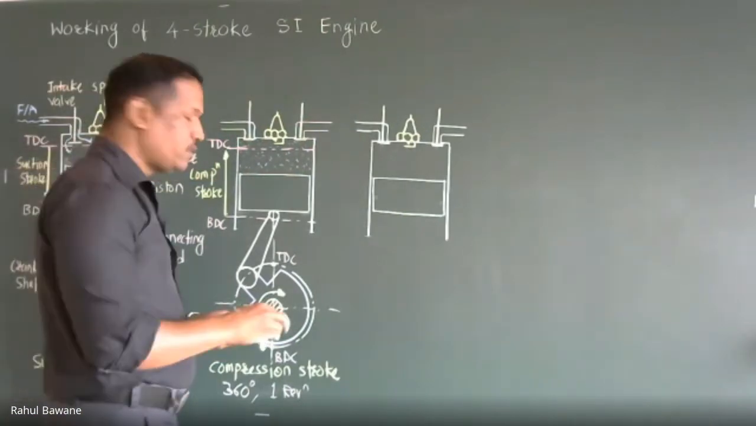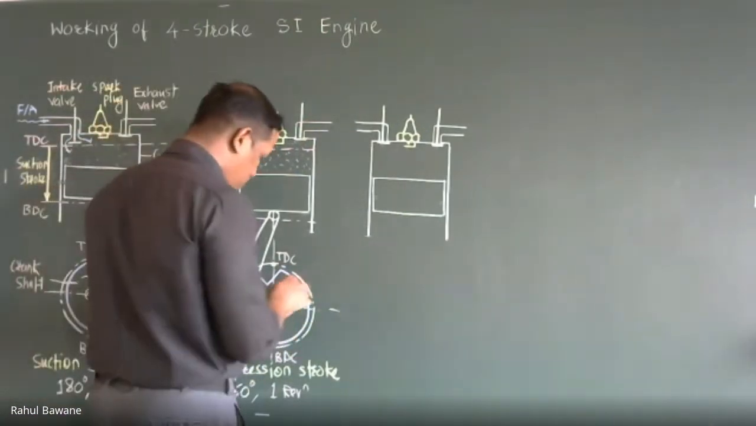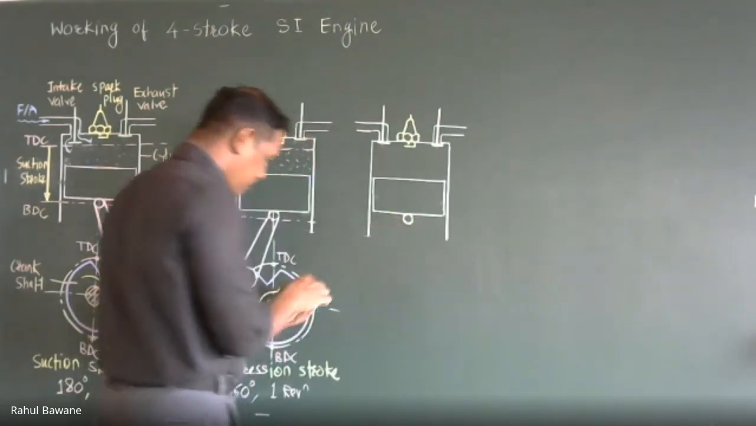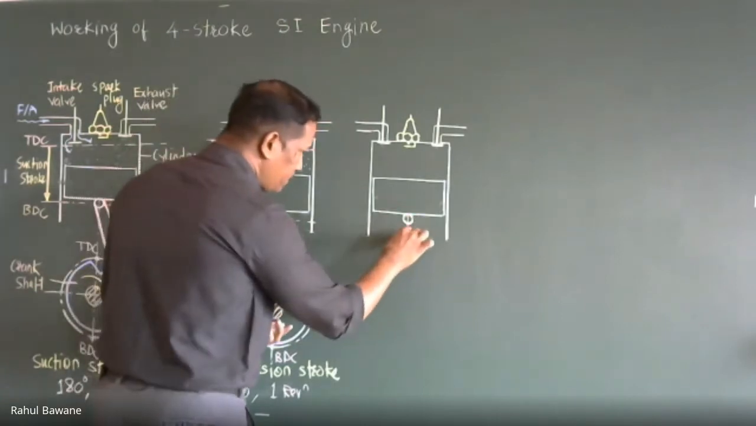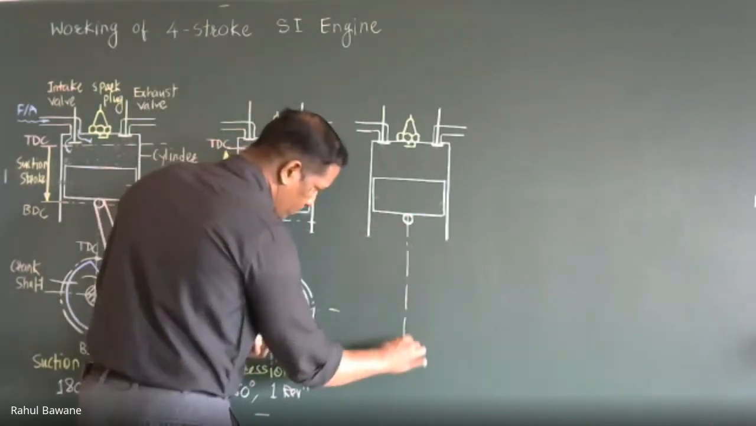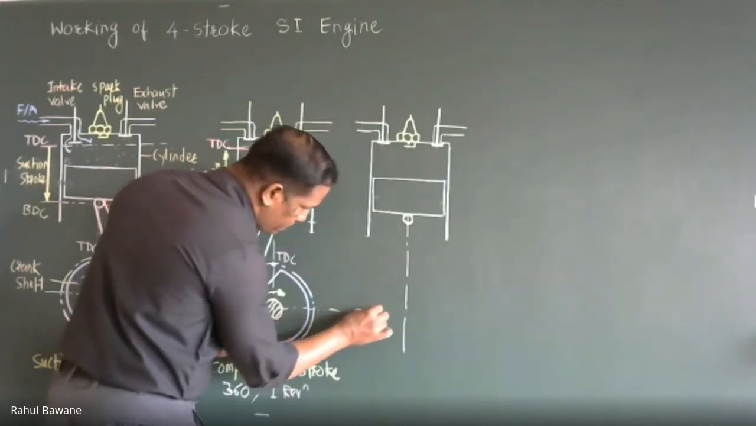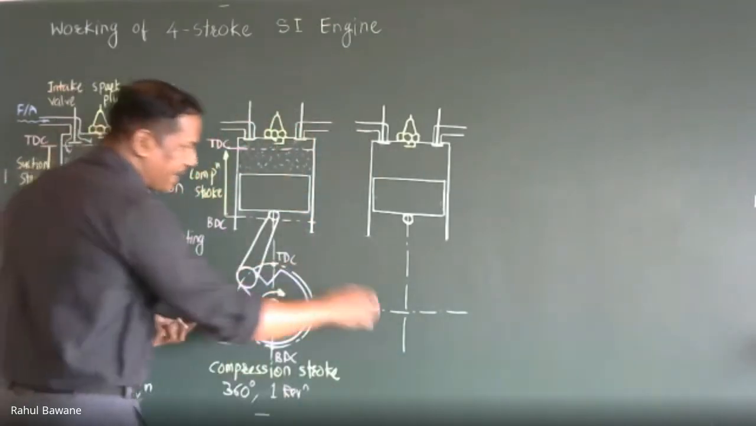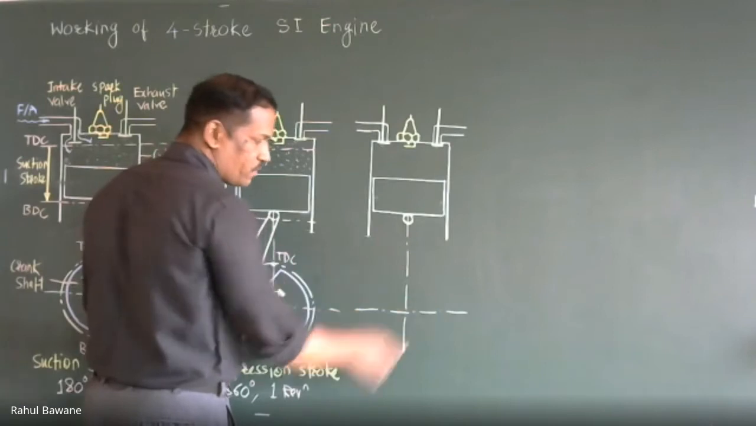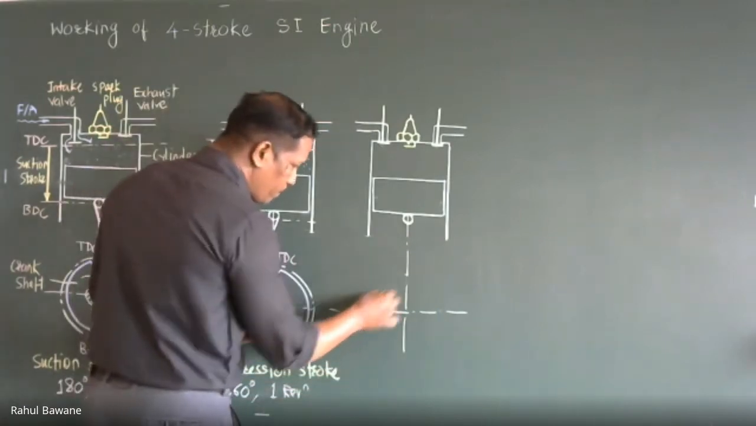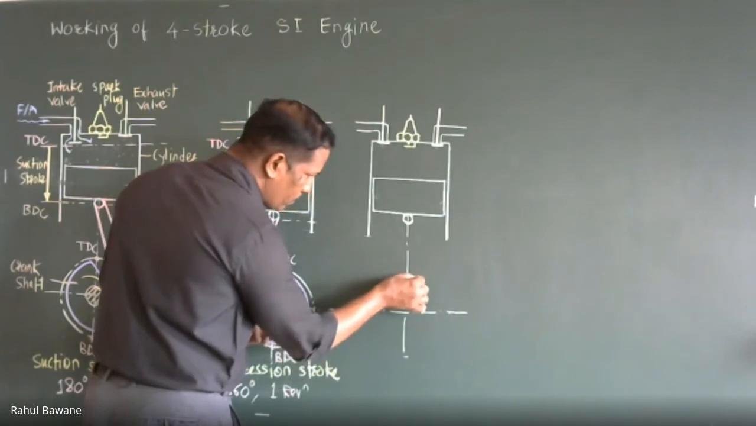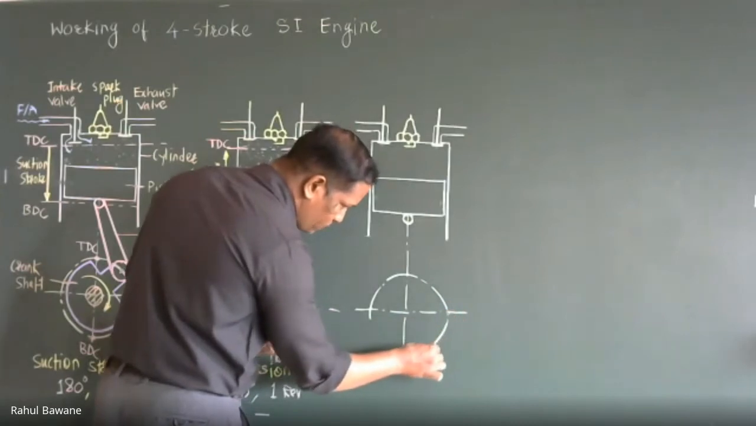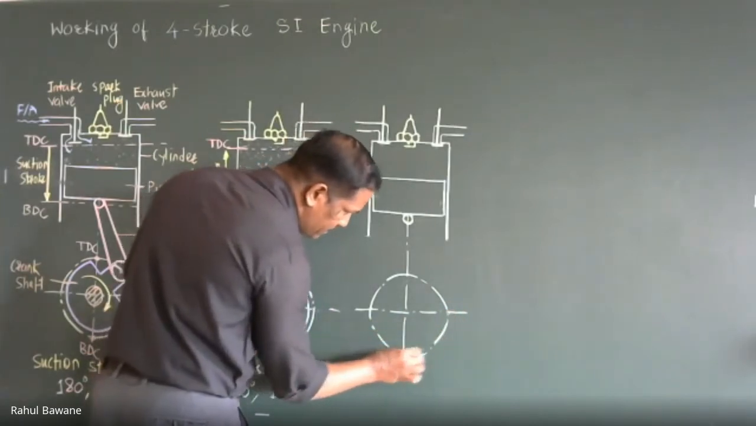Then we have to draw the crank arrangement. So we will draw one small circle at the center of the piston, and we will draw a center line, then a horizontal center line. Then make sure your crank circle is at least this diameter. For this you may use a compass, so each time your circle diameter will be the same.